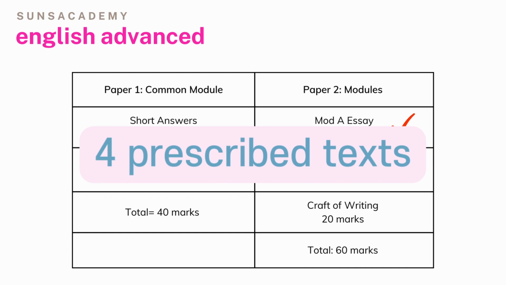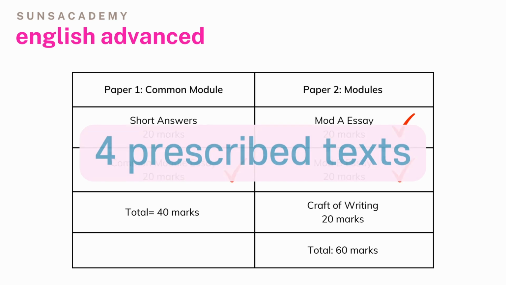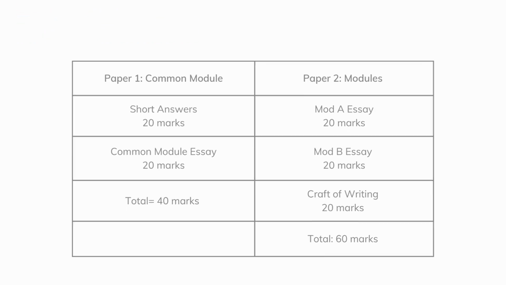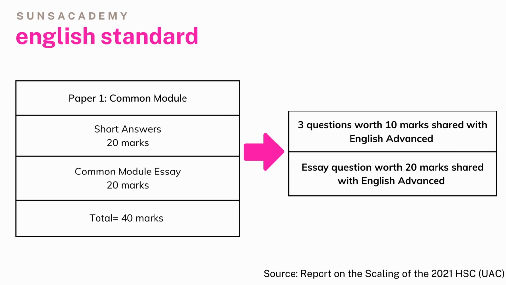Though there are only 3 modules that require students to write analytical essays, there are 4 prescribed texts as students study 2 prescribed texts for Module A. Also, for advanced, one of these essays will need to be on a Shakespearean text. Now, let's have a look at how different English Standard is then. English Standard is also divided into Paper 1 and Paper 2, and in the case of the common module, it is also on the topic of text and human experiences, just like English Advanced. In 2021, according to UAC, in the short answer section, 3 questions worth 10 marks in total were shared between Standard and Advanced, and with the essay question worth 20 marks being shared, a total of 30 marks have been shared between the 2 courses.